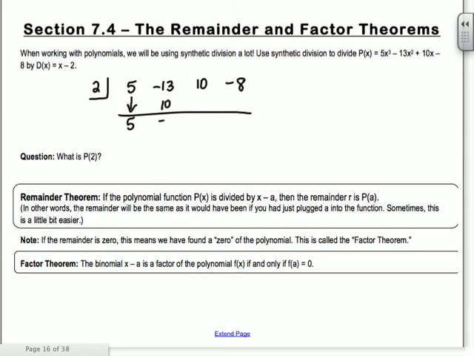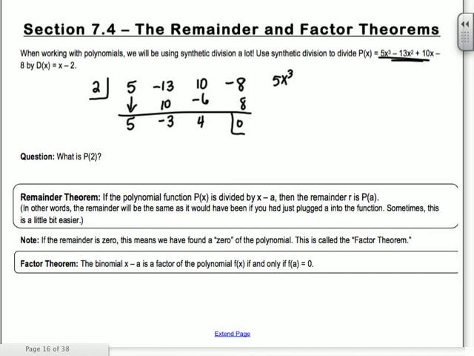All right, and then you had 2 times 5 is 10. Negative 13 plus 10 is negative 3. 2 times negative 3 is negative 6. 10 plus negative 6 is 4. 2 times 4 is 8. Negative 8 plus 8 is 0.